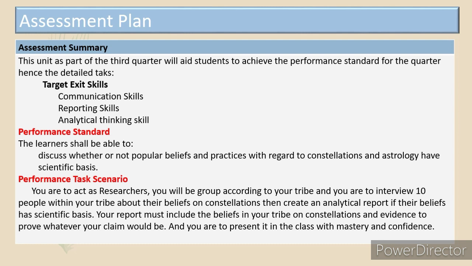With this, the students will act as researchers. So they will be grouped according to their tribe, and they are to interview 10 people within their tribe about their beliefs on constellations, then create an analytical report on whether their beliefs have scientific basis. Their report must include the beliefs in their own tribe on constellations and evidence to prove whatever their claim would be, and they are to present it in the class with mastery and confidence.